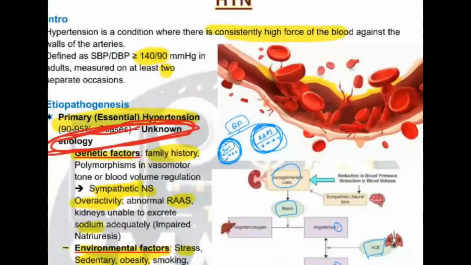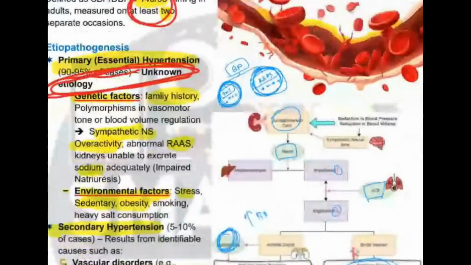Primary hypertension, very important, it is being asked. What is hypertension? Consistently high force of blood against the walls of the arteries. How much should be the pressure? More than 140/90 on 2 occasions. Okay, understood? Now, what are the secondary causes of hypertension?